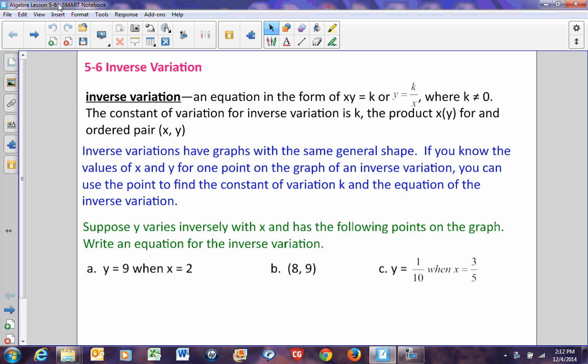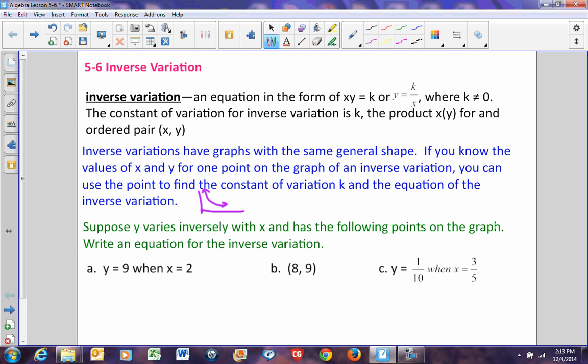Inverse variations have graphs with the same general shape. Direct variation is a linear graph that will go through the origin. An inverse variation is not a linear graph. It's a graph that has basically the same shape. Most of the time, an inverse variation graph will look something like this.